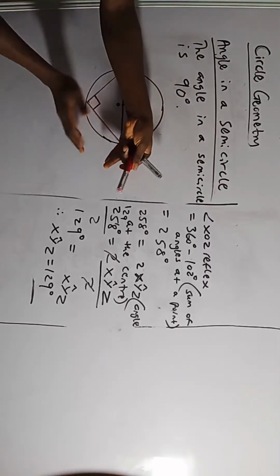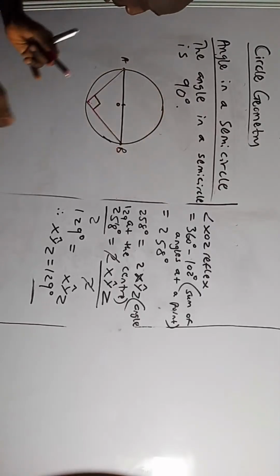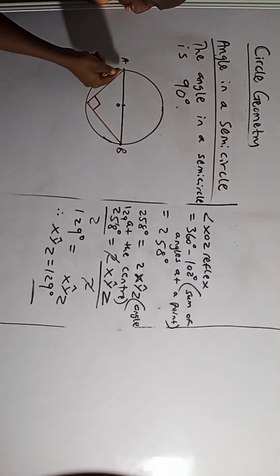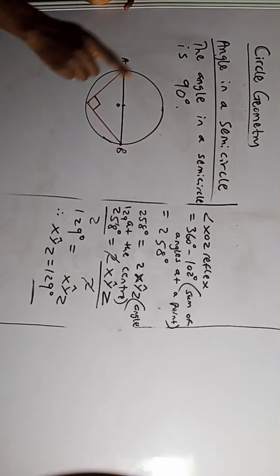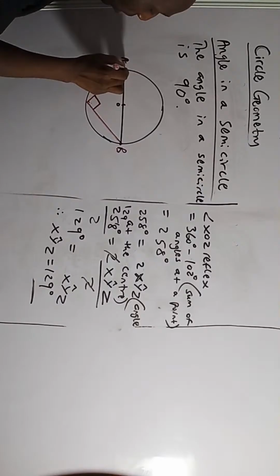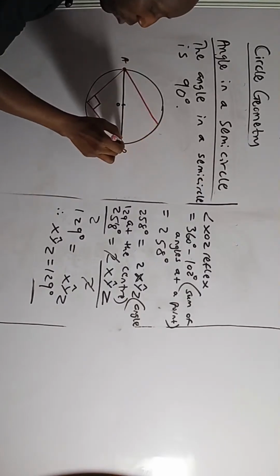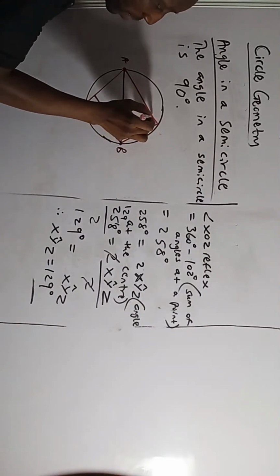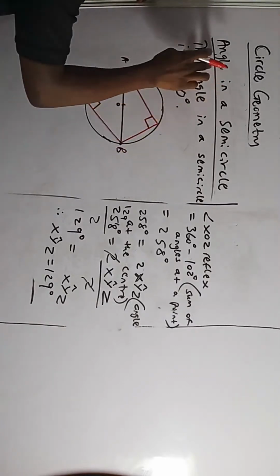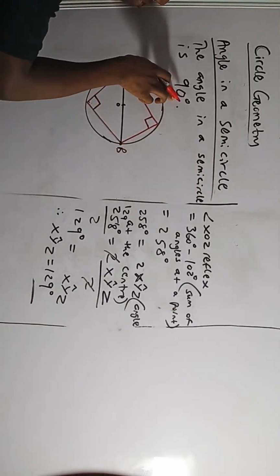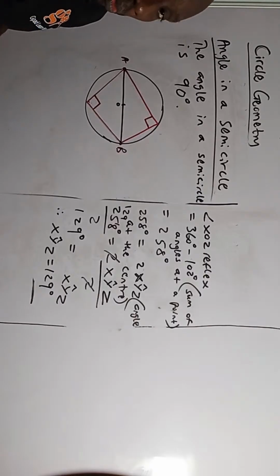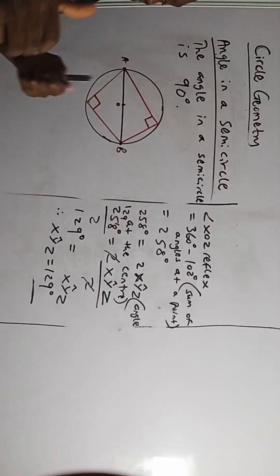You see, this here is a semicircle. From the endpoints of a diameter, if you draw two lines touching any point on the circumference, the angle formed is 90 degrees. The same thing applies if from here I draw another straight line and join it from here, the angle formed is 90 degrees. Hence, the angle in a semicircle is what? 90 degrees.